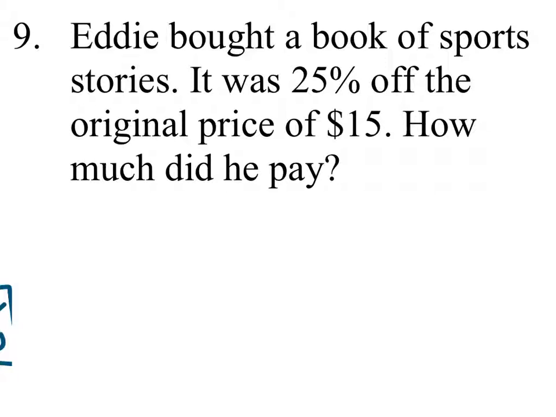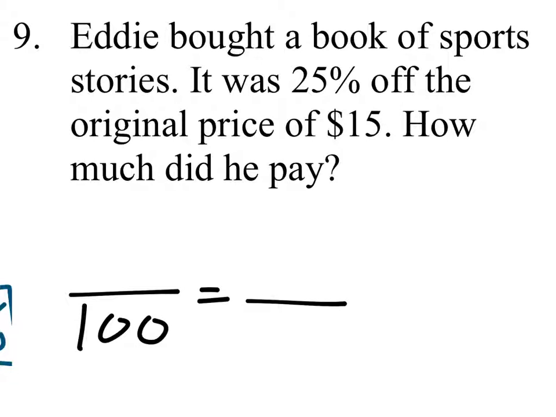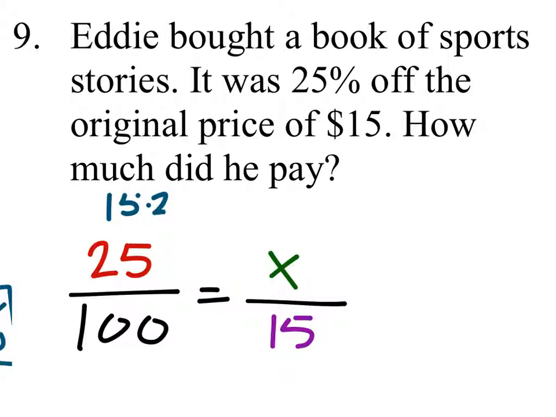Eddie bought a book of sports stories. It was 25% off the original price of $15. How much did he pay? Okay. So you're going to see something like this not only on the test but the homework as well. So we see that it was 25% off. And the original price is $15. So we got to figure out how much the discount is. So doing it this way, we got 15 times 25 divided by 100. And that equals, all right, 3.75.